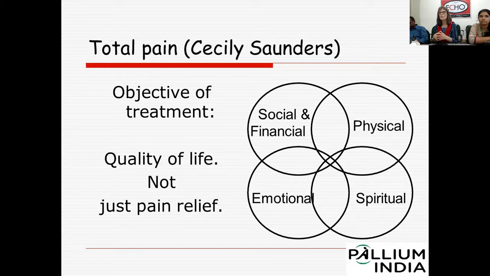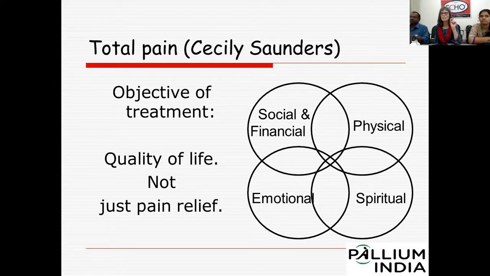The objective of our treatment in palliative care and in every other field of medicine is to improve the quality of somebody's life, not just relieve their physical pain. And it's been my experience, and this is why I have gray hair, that if I only address physical pain and I don't handle the other layers of social, financial, spiritual pain, I will not get pain relief. I need to address it all.